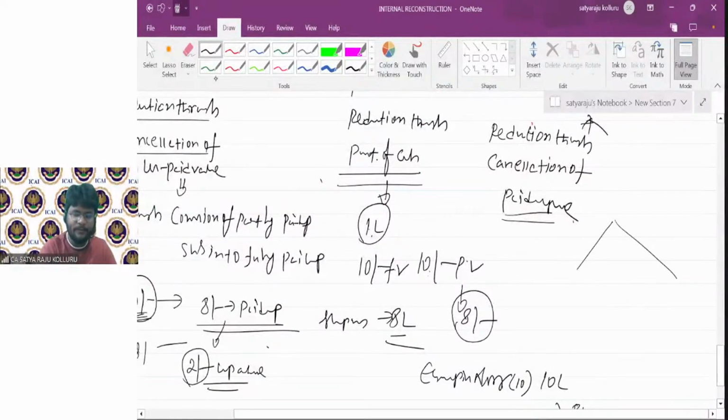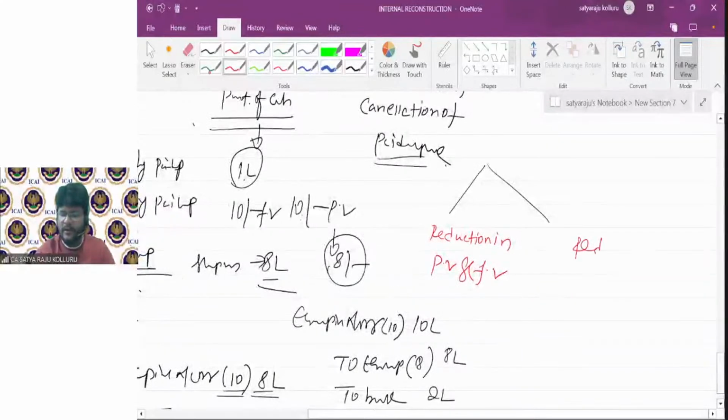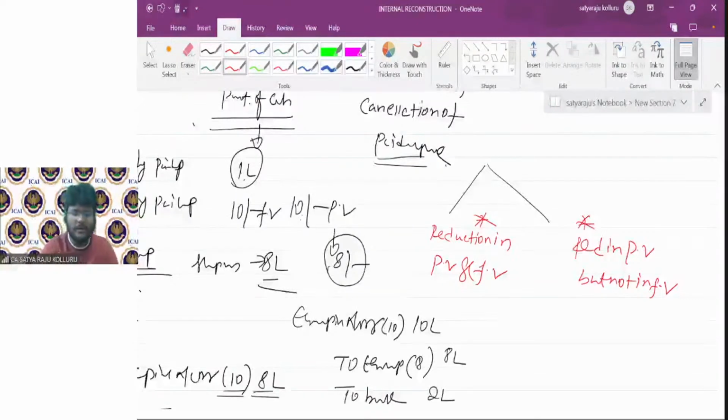One is reduction in paid up value as well as face value. And the other situation is reduction in paid up value but not in face value. We can't understand, sir. Let me take one example.